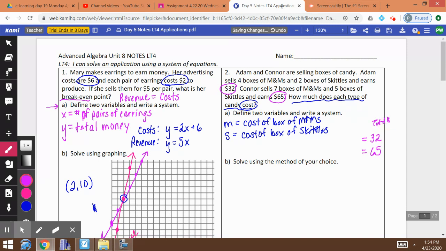So if we look at Adam here, Adam sells 4 boxes of M&Ms. So if we take 4 and multiply that by the cost of a box of M&Ms, that would be his total earnings off of M&Ms. And he sold 2 boxes of Skittles, so 2 times the cost of a box of Skittles, and that would earn the total money of $32. It's similar for Connor. 7 boxes of M&Ms and 5 boxes of Skittles would earn him $65.